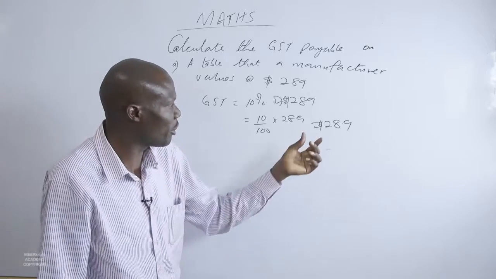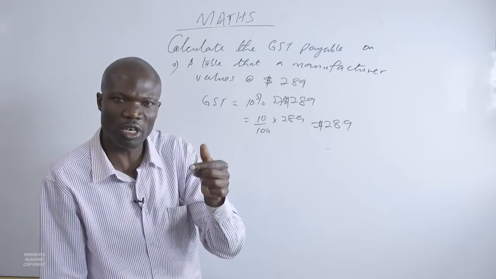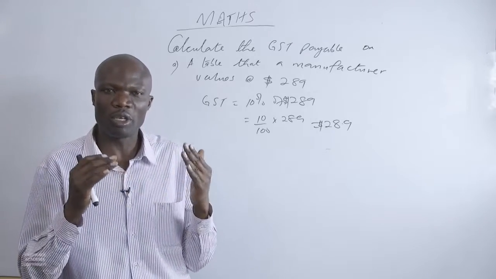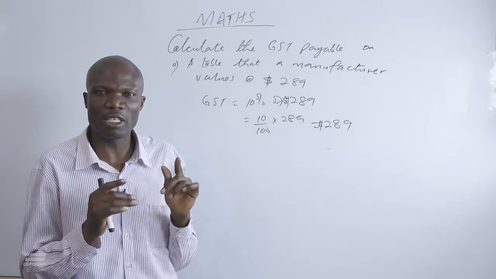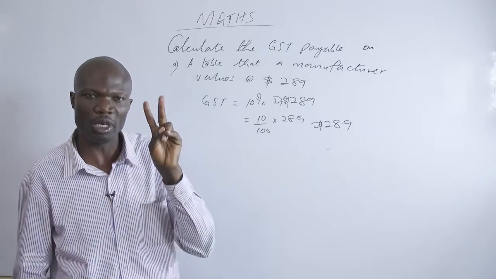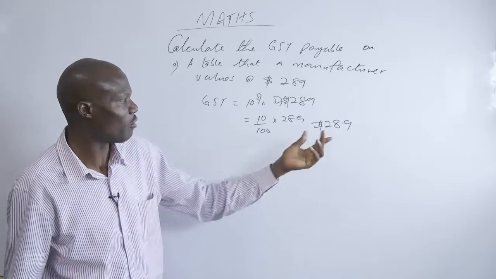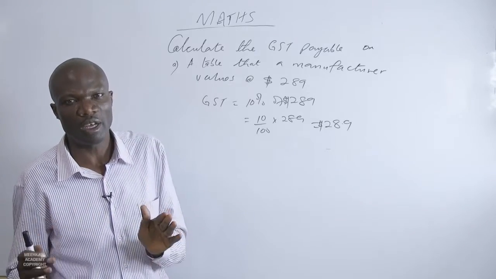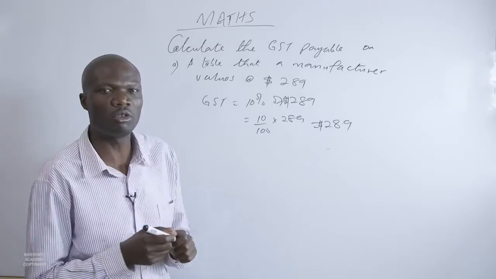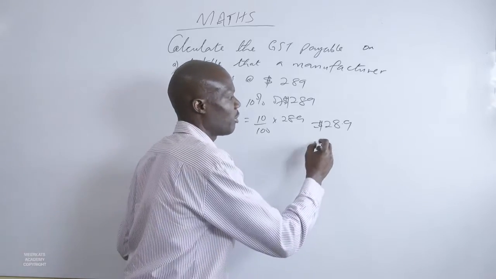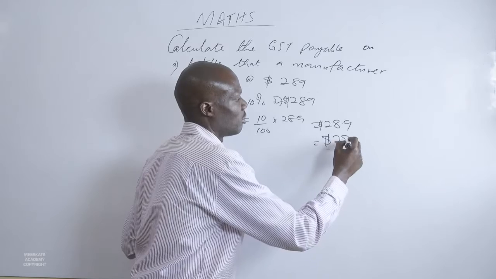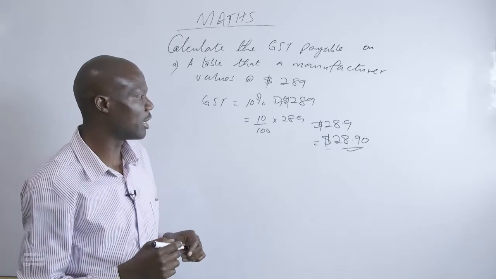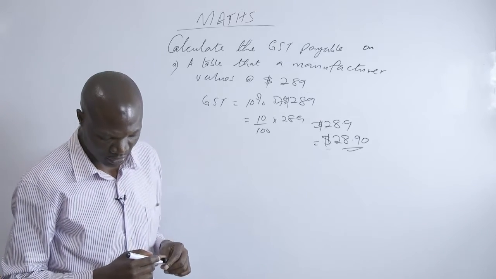And GST, when we calculate this percentage, it is supposed to give us in dollars. We say that when we are dealing with monetary issues, the decimal places should be rounded off to how many decimal places? 2 decimal places. So we don't leave it at 28.9 because we are looking at it in the form of an amount, which is dollars. So we round off to 2 decimal places. So it will be equivalent to $28.90.